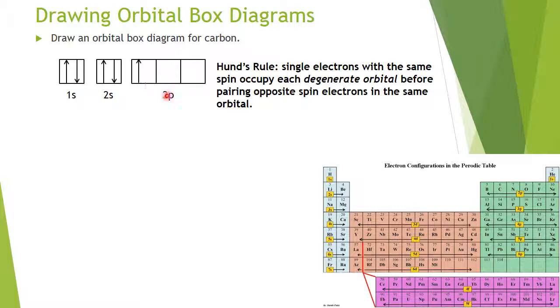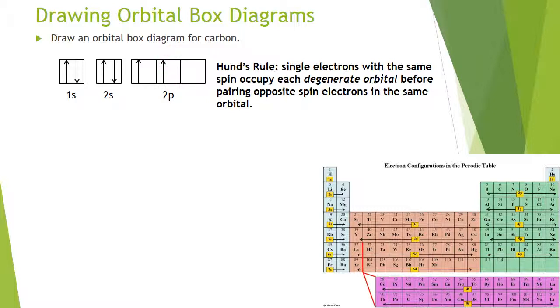So the answer here for carbon is that that second electron in the 2p must go in a different orbital, and it has to have the same spin as the first one. So if we had started with a negative spin, which there's no rule that says we couldn't, we also would have needed a negative spin here in the second orbital.